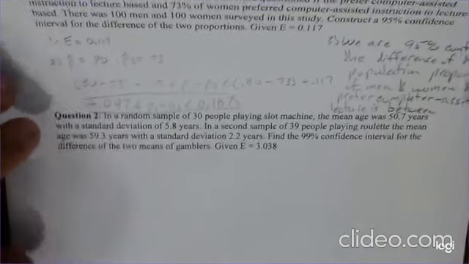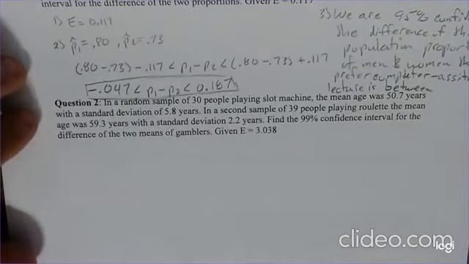So how is a mean going to look here? Question 2 says, in a random sample of 30 people playing slot machine, the mean age was 50.7 years with a standard deviation of 5.8 years. In a second sample of 39 people playing roulette, the mean age was 59.3 years, a standard deviation of 2.2 years. Find the 99% confidence interval for the difference of the two means of gamblers.